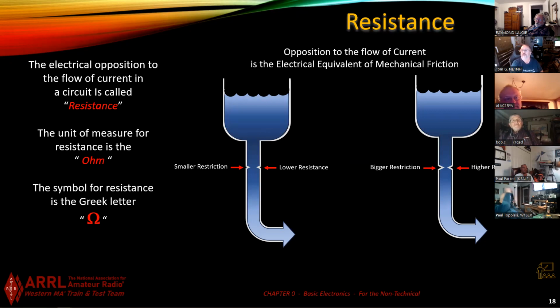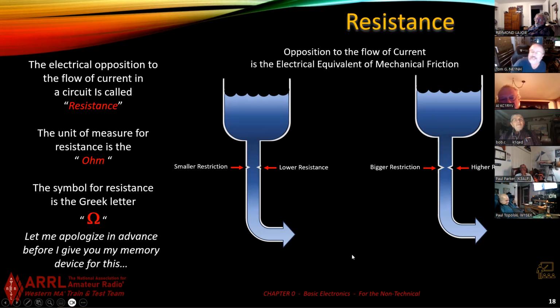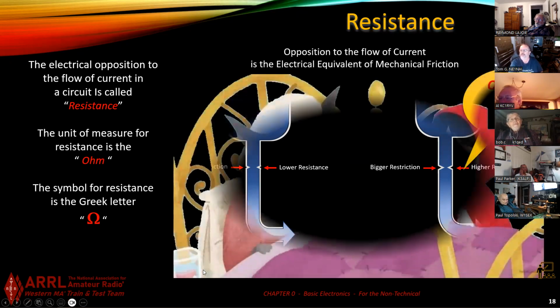So the unit of measure for resistance is the ohm, a Greek omega. The symbol is that Greek letter, okay? Now, I have to apologize in advance for this memory device. You will remember this because you will hate this, because it will ring in your head, okay? This is how to remember it.